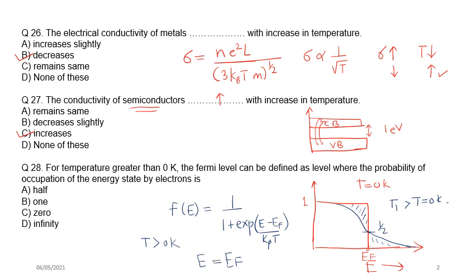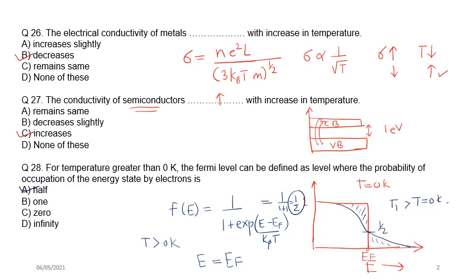So we have to check the probability when energy E is equal to EF. So EF minus EF will be 0, 0 divided by k_B T, so that will be 0. Exponential raised to 0 is 1. So the probability will be 1 upon 1 plus 1, which is equal to 1 by 2. So we get a probability of 1/2. So half is the correct answer, so option 1 is the correct option.